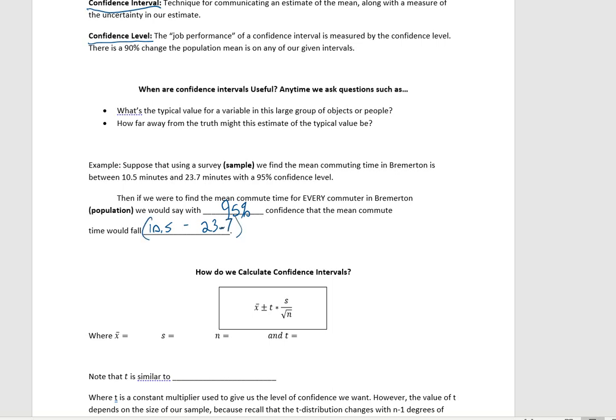So we say that mu is probably somewhere in there. If mu equaled, say, 20 minutes, then that's great because 20 minutes is on this interval. However, if we actually found the mean commuting time for every person in Bremerton, and their average was 25 minutes, well, that would be where that 5% chance of an error can occur, because 25 is not on that interval.